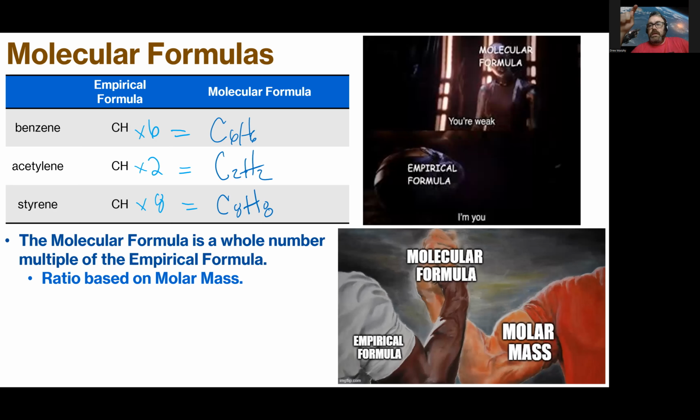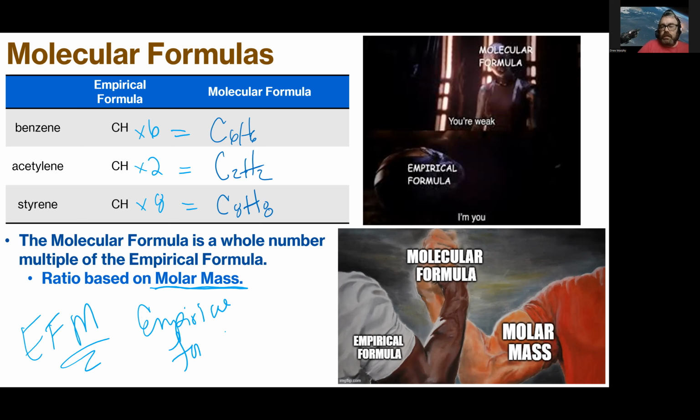Our goal is, if we know the empirical formula, we should be able to work our way to the molecular formula. What we need to know is the molar mass, and we're going to have to calculate something known as the empirical formula mass. This is the molar mass of the empirical formula. So let's work an example. This will also help us refresh on empirical formulas as we do it.